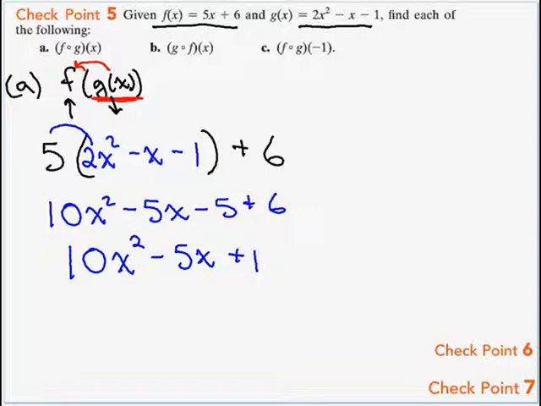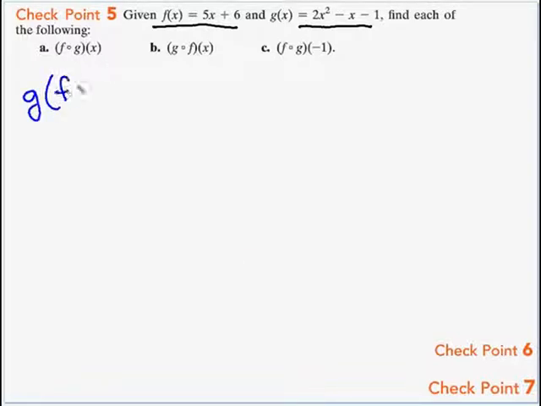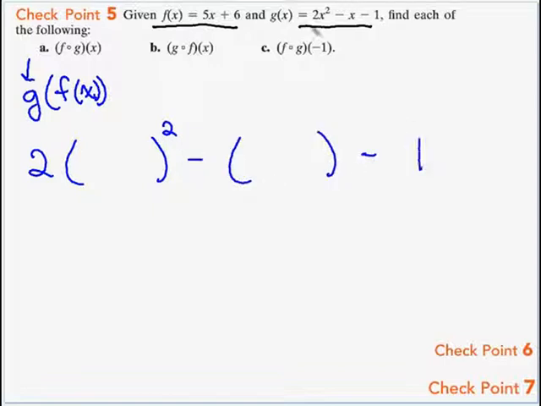Okay, now we're going to go in the other direction. That was f of g of x. Now we're going to do g of f of x. Again, g is the outer function. I'm going to copy the outer function without the x's in it. g was 2 times something squared minus that same something minus 1. Now I'm going to replace those x's. There used to be x's here in the g function, but now I'm going to replace those x's with the f function, 5x plus 6.